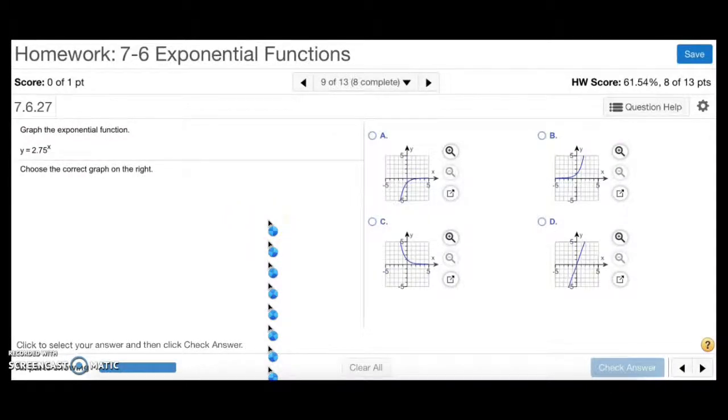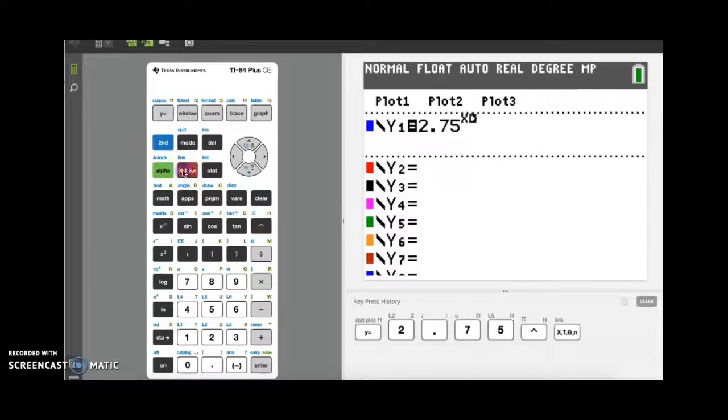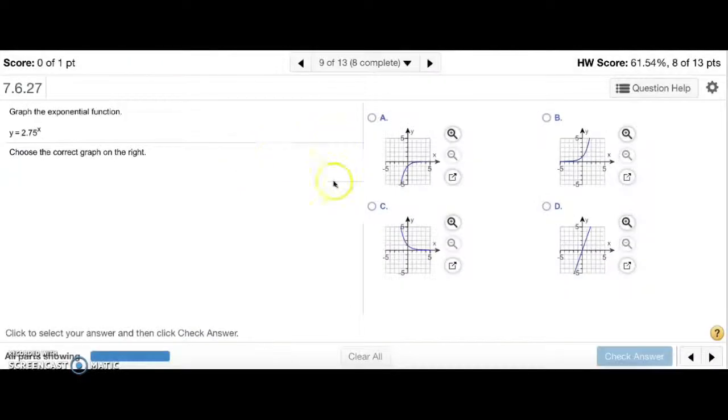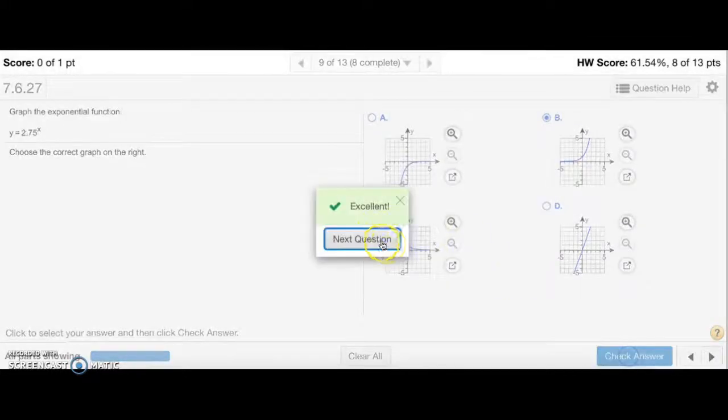Number 9, graphing again, so let's do that on our calculator. So we're going to press y equals and type in 2.75, then to the exponent of x. So this is going to be our graph, so let's match it on MathXL. So it matches with B, so my answer is going to be B for number 9.